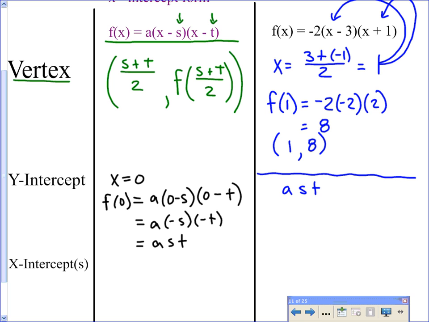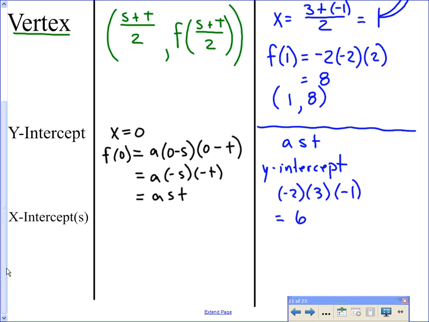And we know the value of a, so my y-intercept is going to be my a, which is negative 2, times my s, which is 3, times my t, which is negative 1. And that is going to give me 6. It's going to be my y-intercept there.